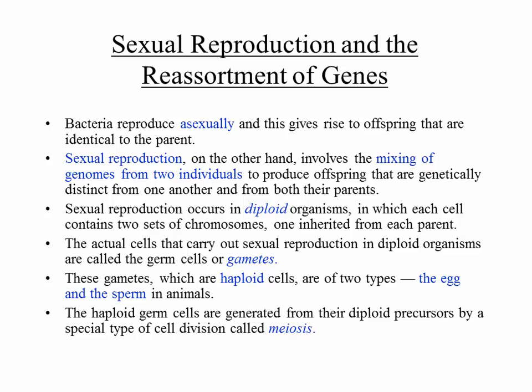So sexual reproduction occurs in diploid organisms in which each cell contains 2 sets of chromosomes, one inherited from each parent. The actual cells that carry out sexual reproduction in diploid organisms are called the germ cells or the gametes, right? These gametes, which are haploid cells, because see, when an egg and a sperm fuse, you have to have the correct number of chromosomes, right? So if you don't have a reduction in the number of chromosomes going from the diploid cell to the egg or the sperm, then there will be problems, right?